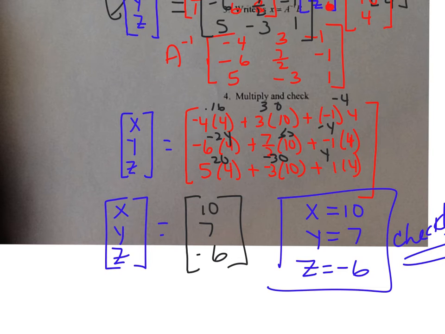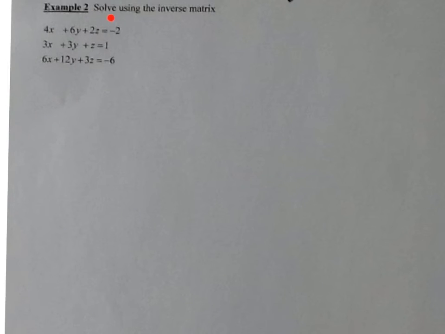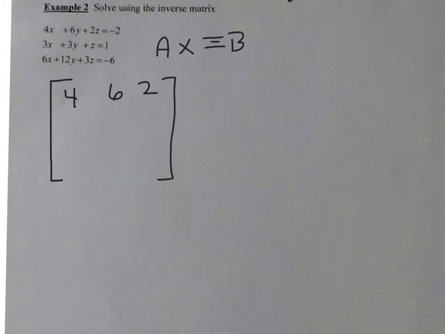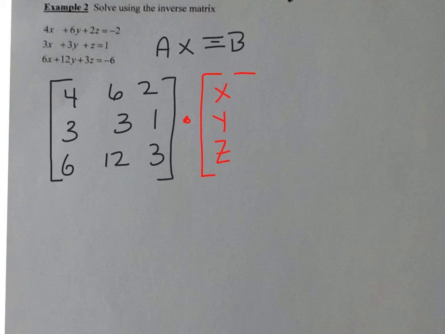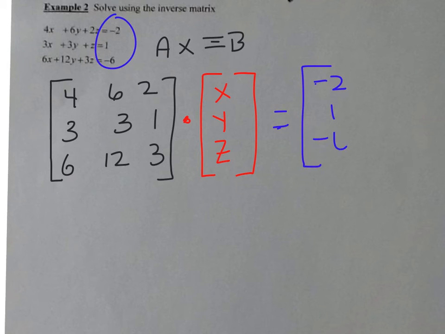Okay, so let's flip it over. We'll try another one. I have to solve using the inverse matrix. The first thing we need to do is A times x is equal to b. So that's my matrix, which is going to be 4, 6, 2, 3, 3, 1, 6, 12, 3, times xyz. And that equals my equals here, which is negative 2, 1, and negative 6.